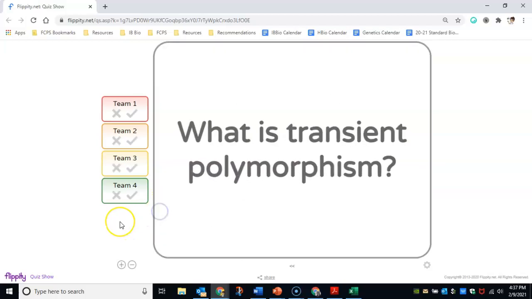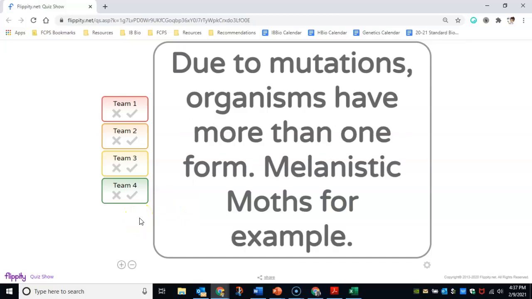For 400, what is transient polymorphism? Again, you should be breaking down these words to get as much as you can out of the prefixes, suffixes, and any word that you know in between, right? So before we even go on to the next page, you should know that poly means many, and morphism means the way it looks. So transient polymorphism is organisms having more than one form and switching between forms.